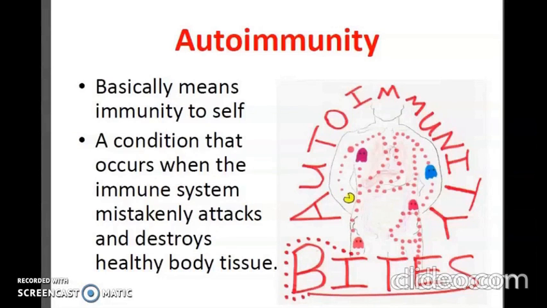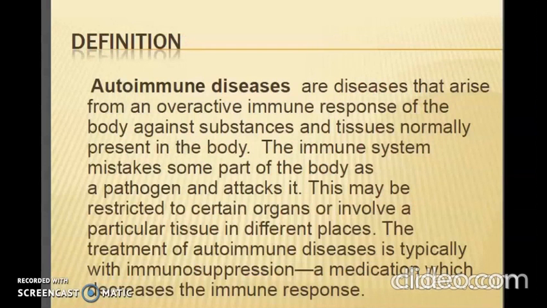Autoimmunity basically means immunity to self, a condition that occurs when the immune system mistakenly attacks and destroys healthy body tissue. And autoimmune diseases are diseases that arise from an overactive immune response of the body against substances and tissues normally present in the body. The immune system mistakes some part of the body as a pathogen and attacks it.